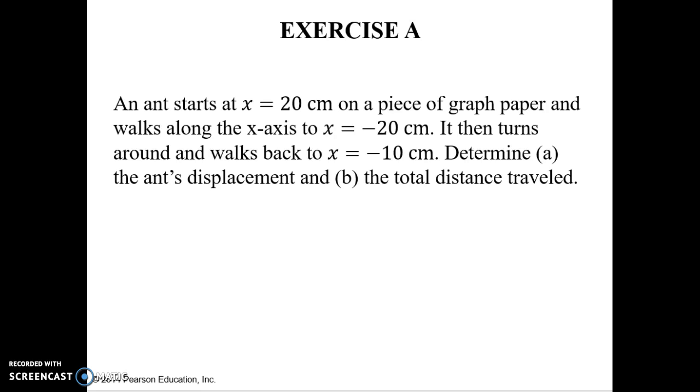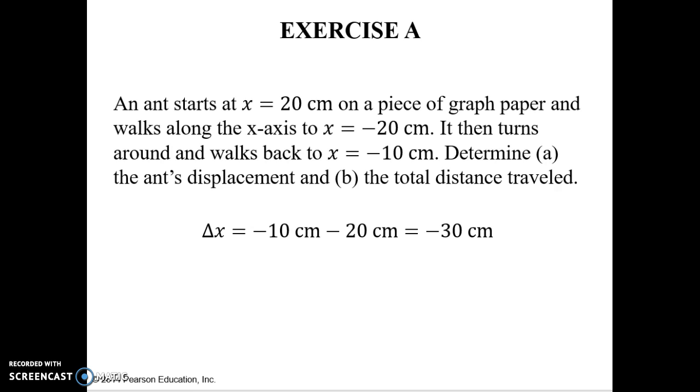The first step for part A is to write the equation for displacement. Delta x equals the final position minus the initial position. So we have negative 10 as the final position and positive 20 as the initial position. This equals negative 30 centimeters.